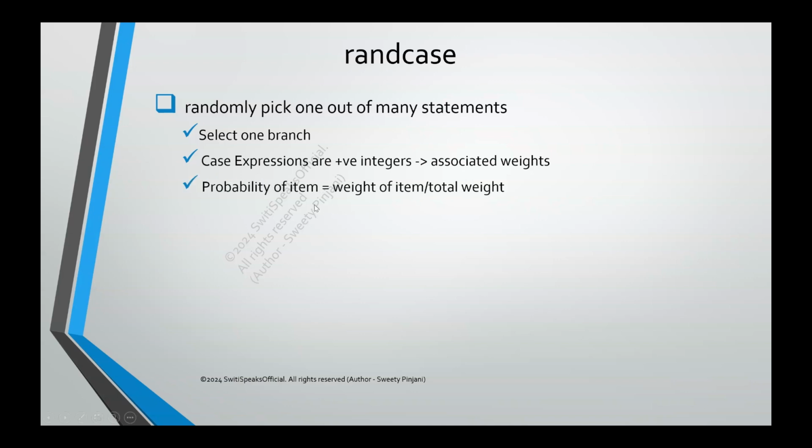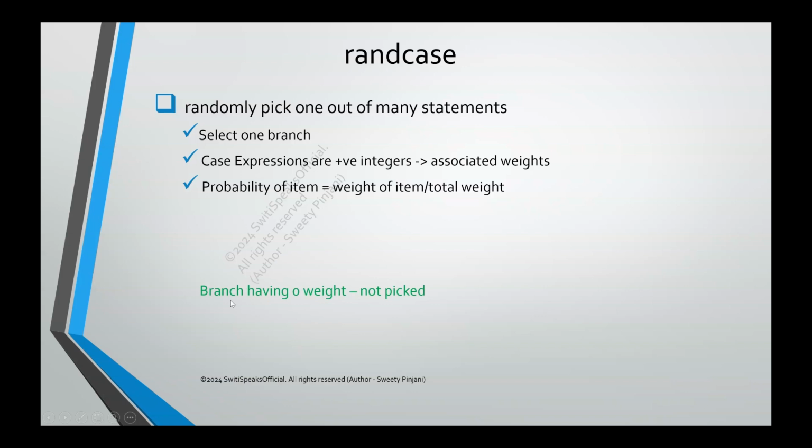What is the probability of picking up the item? Probability of picking up any item in the case is going to be weight of that item. Whatever weight you have assigned to that item divided by total weight. Weight of the item divided by total weight. We are going to see a coding example of this with which this is going to be clear. So don't worry about it.